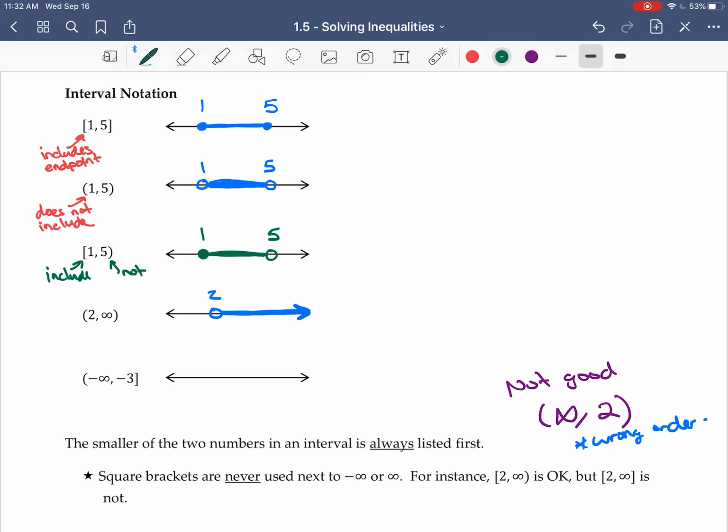For the last one down here, we include -3, but we're going all the way to negative infinity. So I'm going to have a dot for -3, and then I take everything that's less than or equal to that value, including the -3 value. So that's what those would look like.